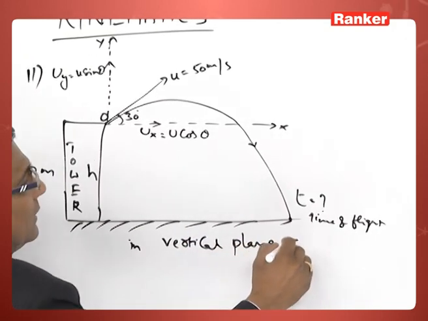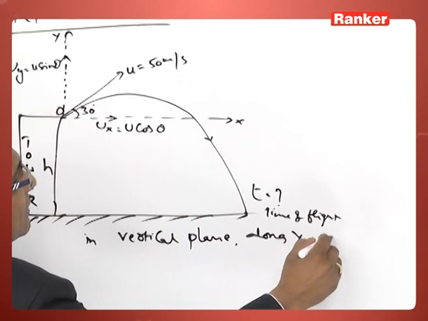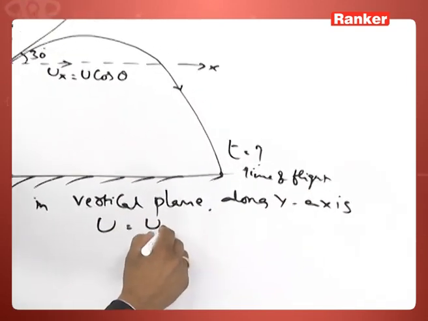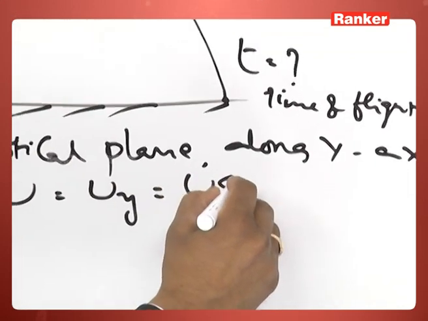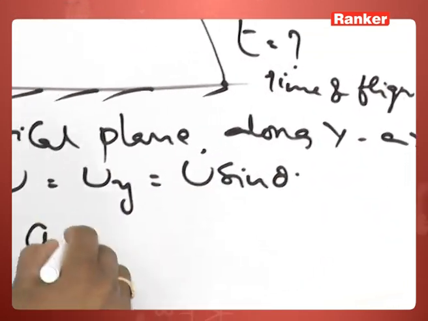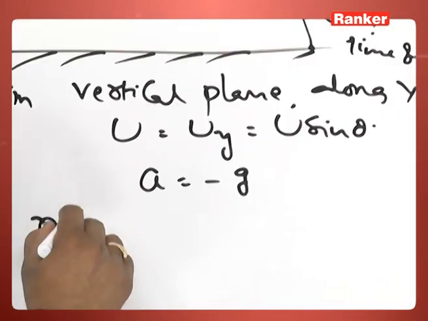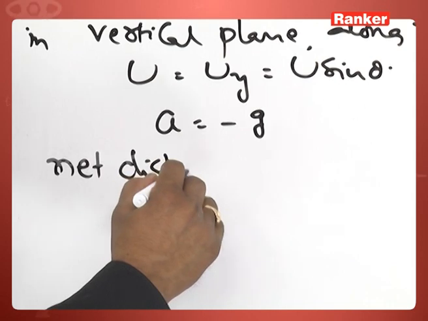In the vertical plane, that is along the y axis, what is the initial velocity? Initial velocity u_y is equal to u sin theta. And as you have projected the body vertically upwards, a is equal to minus g. What is the net displacement? That you have to calculate.